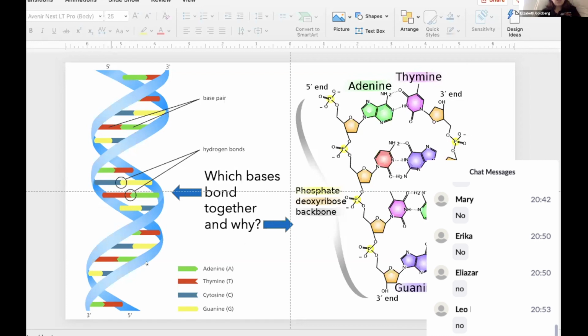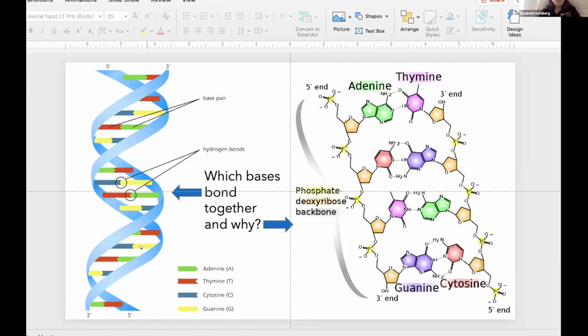So that answers the which bases. That answers the first part of my question. But this picture alone really isn't going to answer the second half of the question, which is why. For the why, I need another image. So I want you to keep that in mind when you're designing your lessons. One image may not be enough. You might need a second one. This image right here will give you the why.